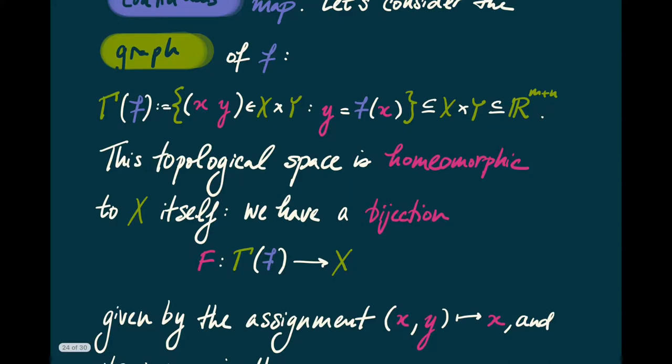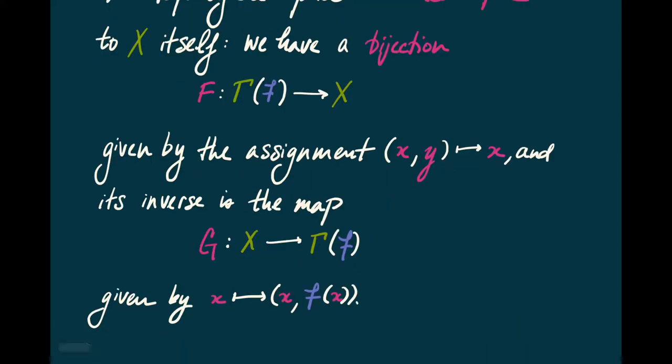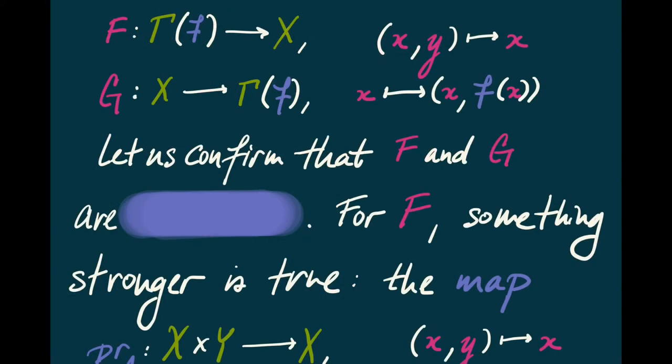Okay, but what about its inverse? Well, let's think about it. Its inverse is the map g from X to the graph Γ_f that carries little x to (x, f of x). So let's now prove that both F and g really are continuous maps. F is, remember, just given to you essentially by the projection onto the first factor, and g is given to you by taking x to (x, f of x). So how do we see these things are continuous?